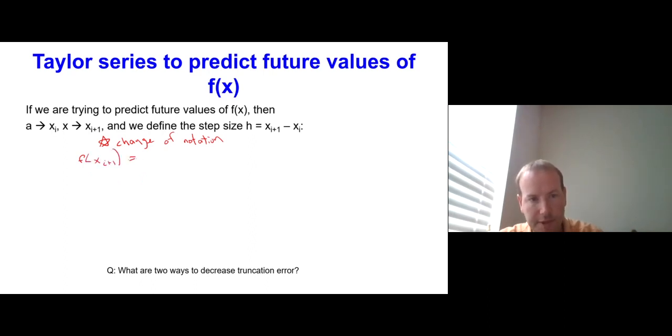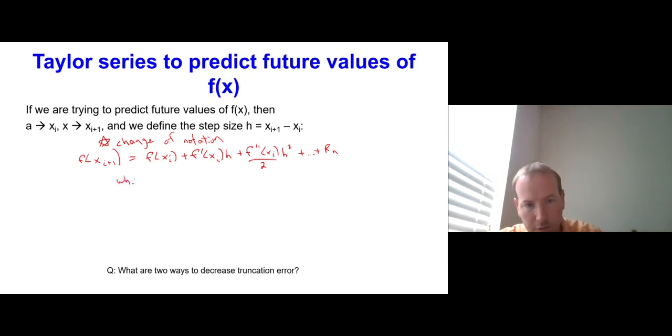So when we do that, we can say that we predict that the next value of our function f can be given by the current value plus f prime, that's our derivative at the current location, multiplied by a step size h, plus the second derivative divided by 2 times h squared. And you could do that to higher values, and then there'd be some remainder at the end.